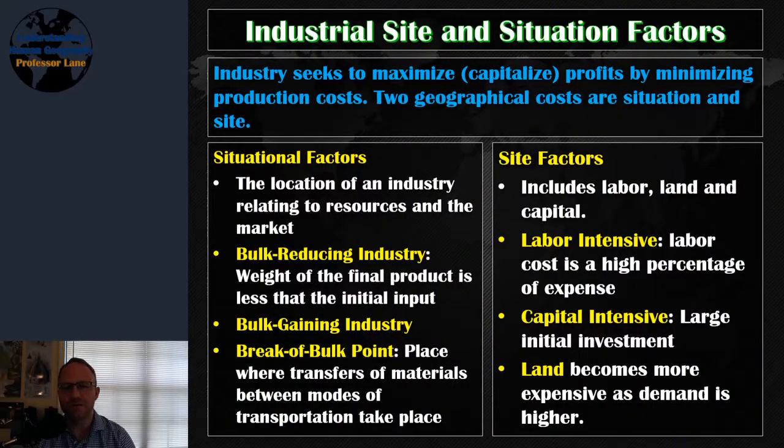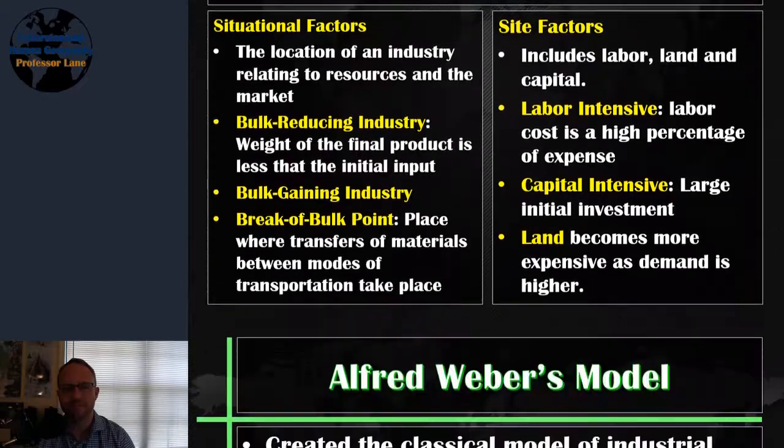Now, site factors include land, labor, and capital. Industrial firms focus on the cost of these factors at an individual site to determine the best possible location to place their operations. Labor-intensive industries such as plantation agriculture are often situated in countries with lower wages. Capital-intensive industries such as pharmaceuticals are located in wealthy countries. Land is a major factor in site location as well and has resulted in many firms moving to countries or regions with lower land prices and property taxes.